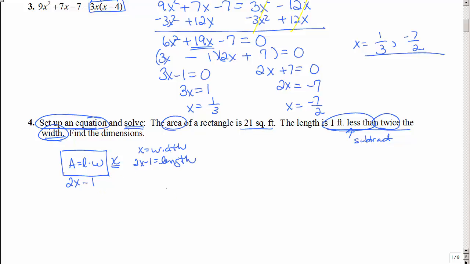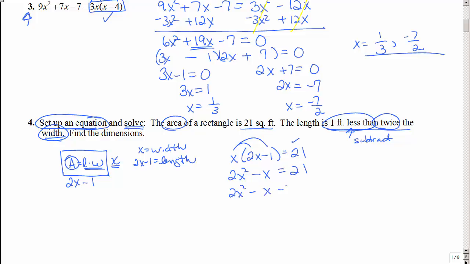So what do I do with the width and the length? I'm going to multiply it together and I'm going to equal the area, which is 21. So I have these two quantities. It doesn't matter which order. Multiplication is commutative. So in this case I actually have width times length equals 21. So just like on problem 3, I have to get that 0 on this side. So I have to distribute, and then I'm going to subtract 21 from both sides. So I have that all-important 0.